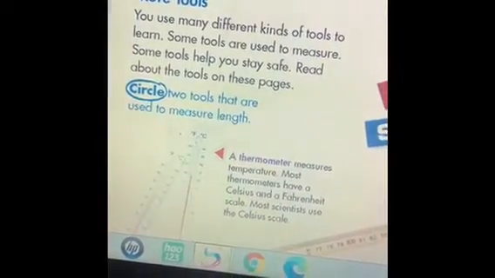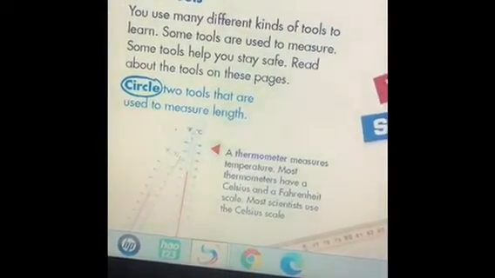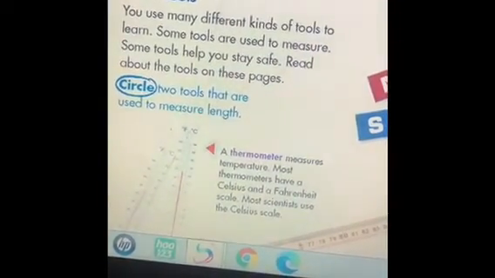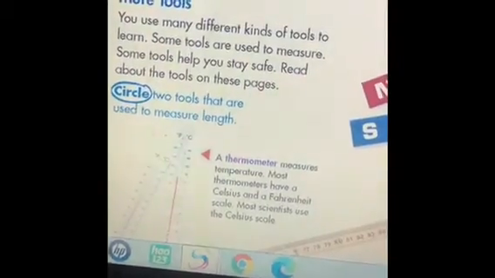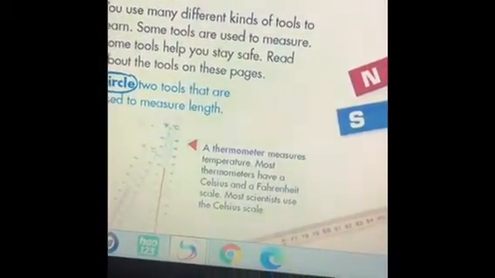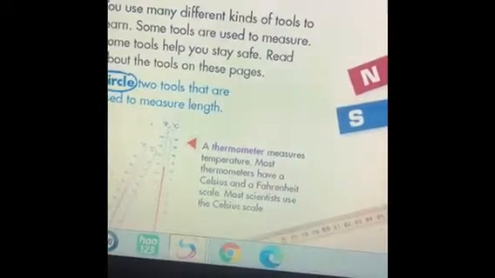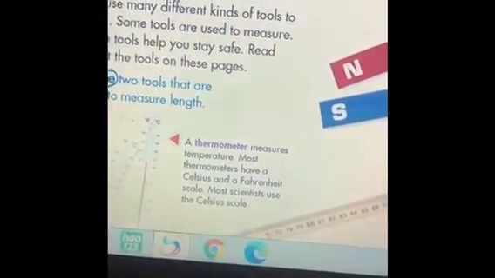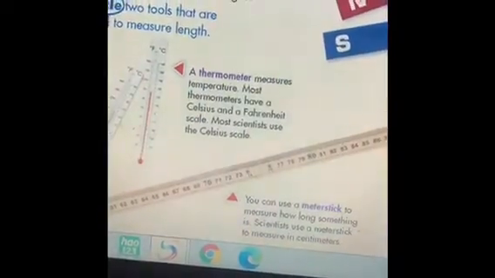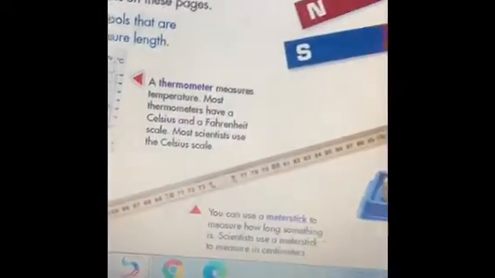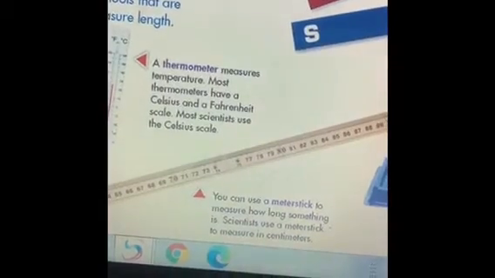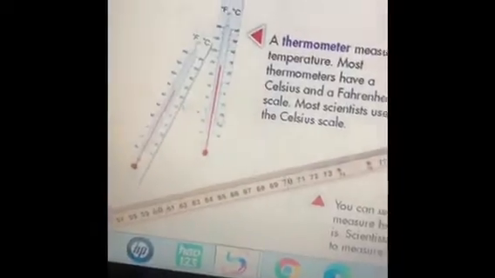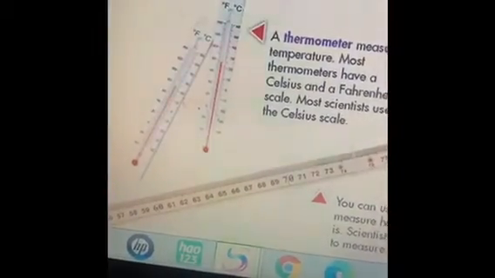You use many different kinds of tools to learn. Some tools are used to measure, some tools help you stay safe. As we said, scientists use many different kinds of tools to do their work because tools help them make their work easier, and they help them do different kinds of work.